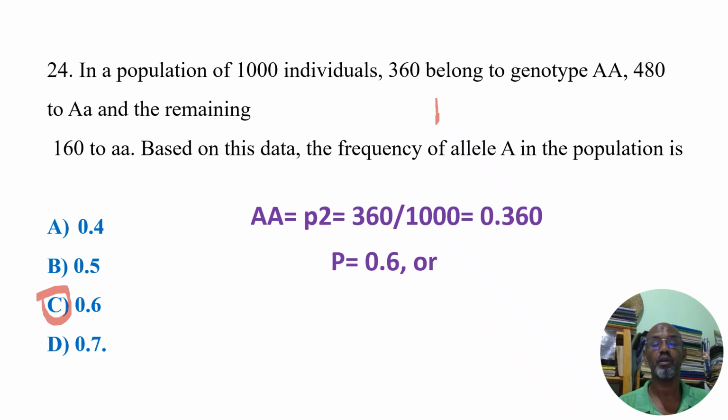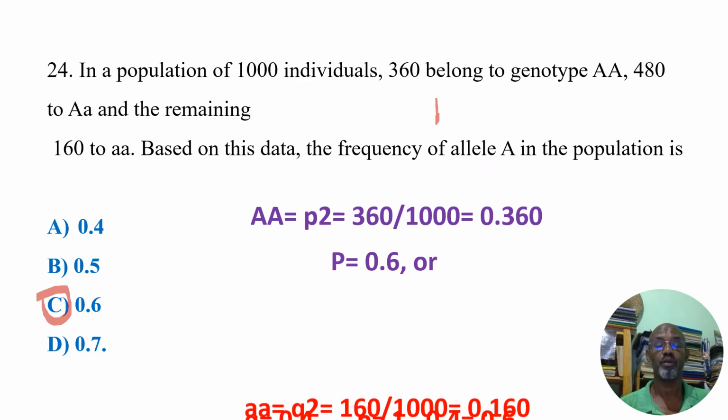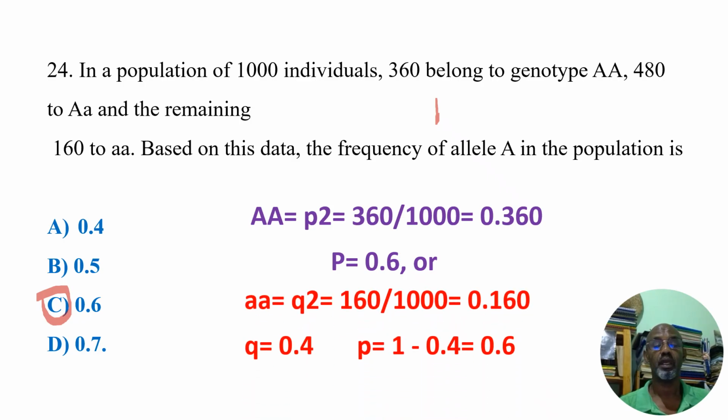P squared means the frequency is 360 over the number of individuals with AA. Therefore, P is equal to the square root of 0.36. When you take out of the square, it becomes what? 0.6. Or aa is Q squared. Q squared is 160 over 1000. This gives you 0.16. Q is equal to the square root of 0.16. When you take out of the square, 0.4.